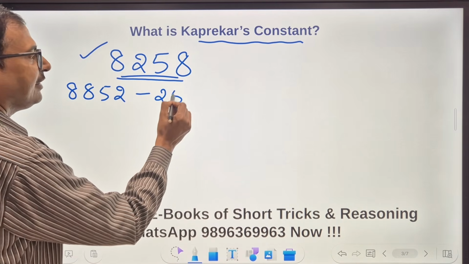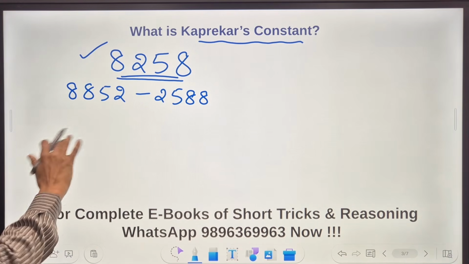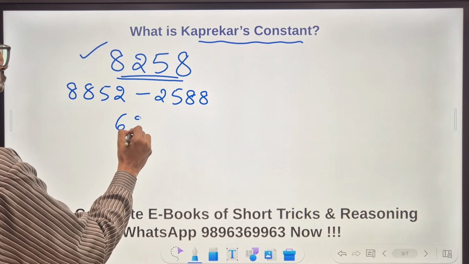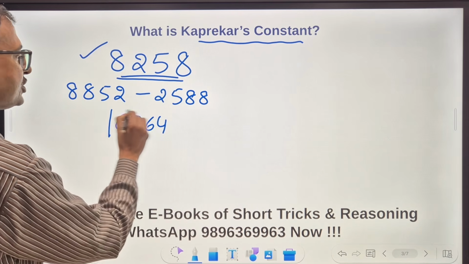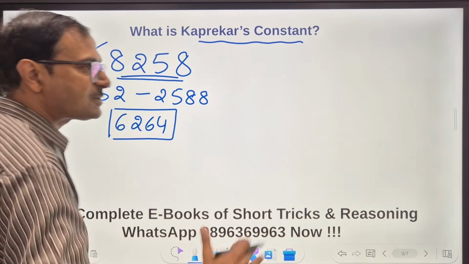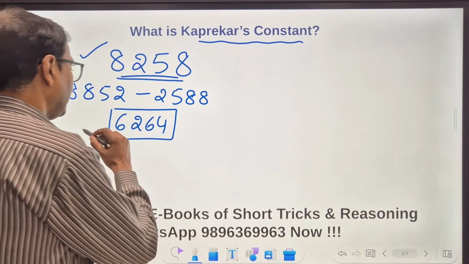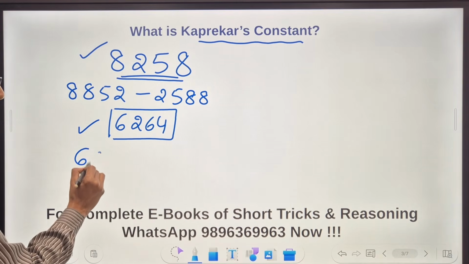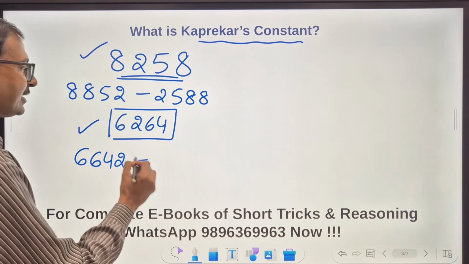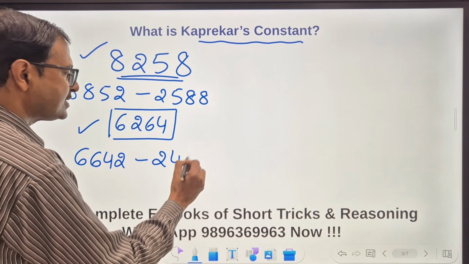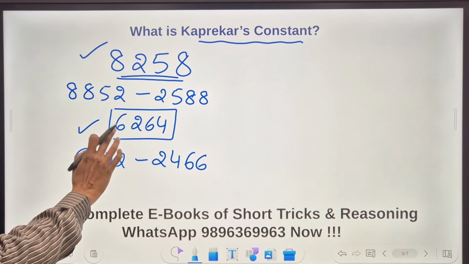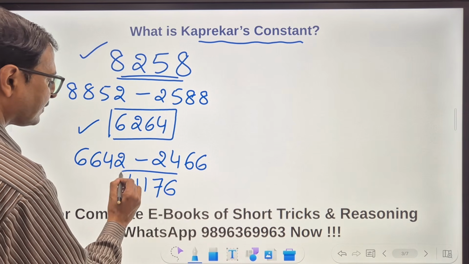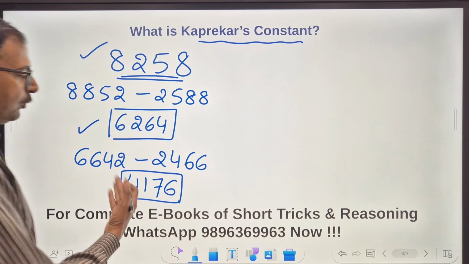So 2588. Now what happens when you subtract these two? You will get 6264. Another 4-digit number. And now repeat this process. You need to rearrange these digits so as to form the largest number. Like here it will be 6642, and subtract the smallest one, 2466. In this case, the difference is going to be 4176. One more time, 4176.